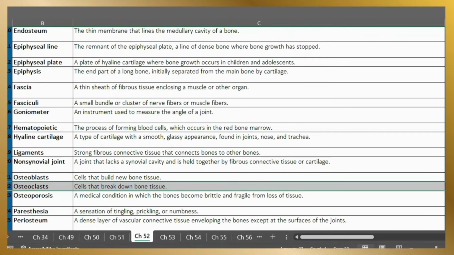Osteoporosis. It's a medical condition in which the bones become brittle and fragile from loss of tissue. So it's a loss of bone mass leading to fragile bones. Porous bones means holes in them. So osteo is bone, and porous is holes.